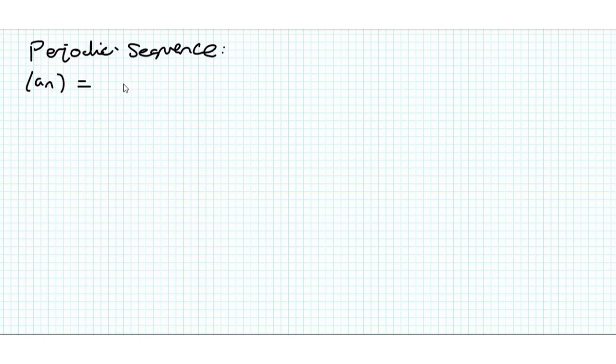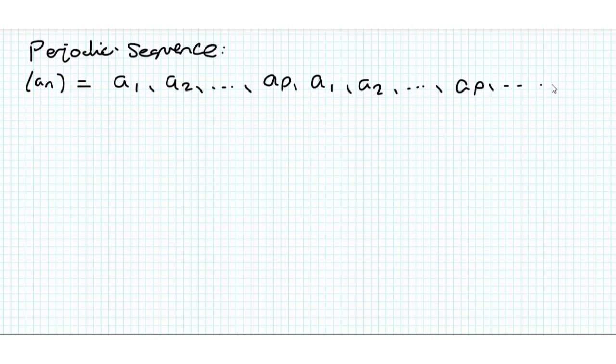Last thing we'll look at is a periodic sequence. Anyway, so this is some sequence a_n where we get some sort of repetition. So we have a_1, a_2, first two terms, up to some term a_p, and then after a_p the next term is equal to a_1, and then we get a_2 up to a_p, and this just continues, okay?